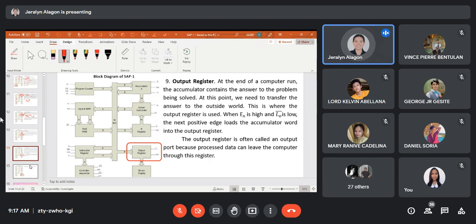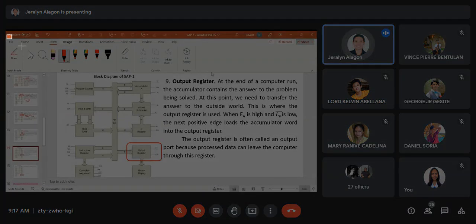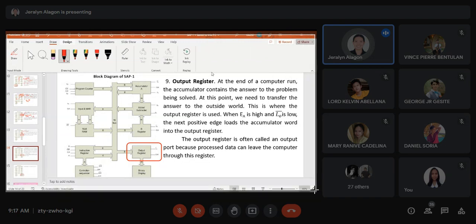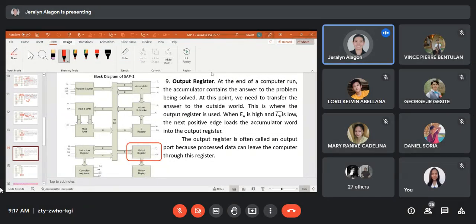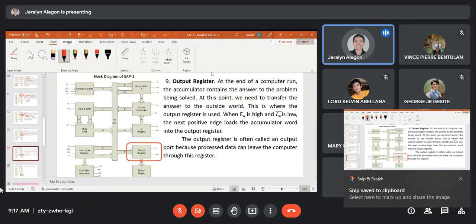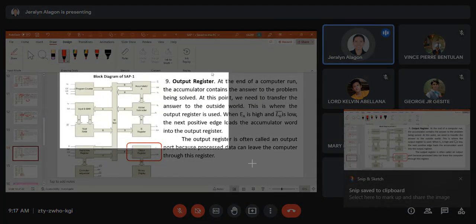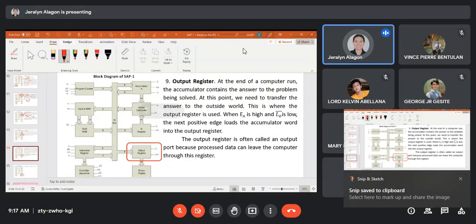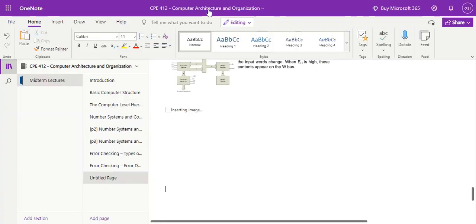Output register. Now, assuming that the computer is done with the operation, addition or subtraction, for instance, the output will always go to the output register. Let's pause for a moment, class, because of an intermission.